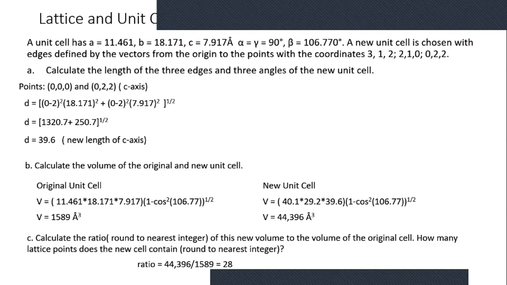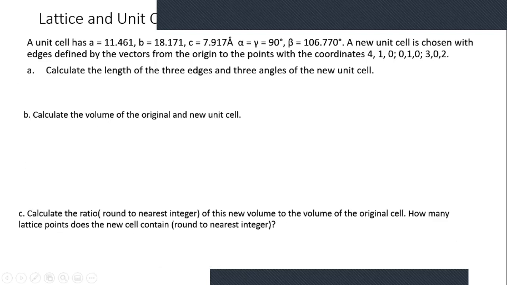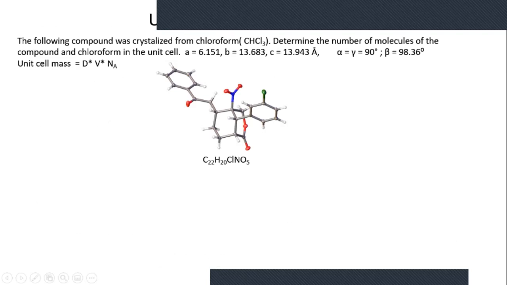This is how you can calculate the lengths of a new unit cell when you've expanded the axes along some new vectors. Again, 312 is the vector for the a-axis, the 210 vector for b, and 022 is the vector for the c-axis. And our original vector is going to be the origin. We already did that, yes.